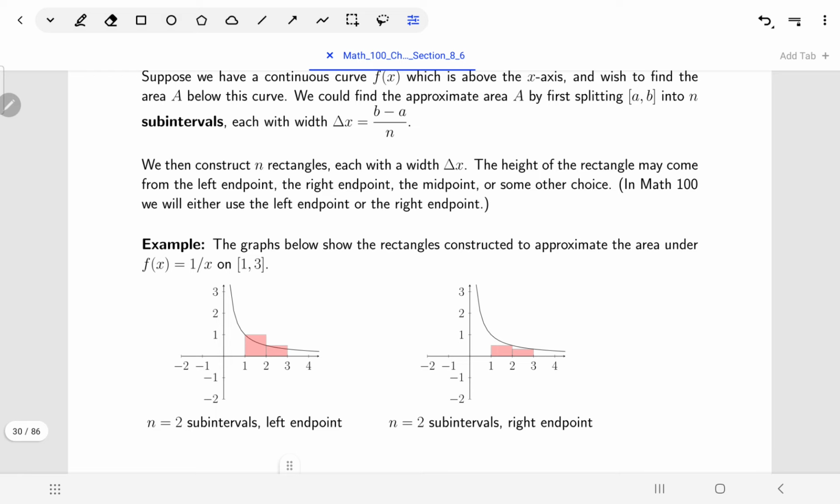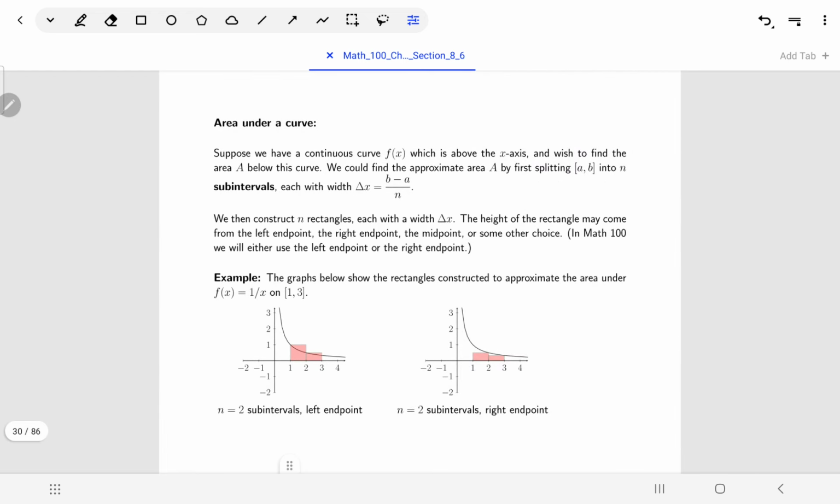And you can see that the choice of your endpoint does make an impact on whether the rectangle overestimates or underestimates. So when we're looking at this function 1 over x, if I'm using my left endpoints, it looks like all of my rectangles are a little bit bigger. We wind up with an overestimate. And if I choose my endpoints to be the right ones, then my rectangles are a little smaller than the curve. In other words, I get an underestimate. And there's lots of other options you could choose as well. You could choose the midpoint of the interval or any other place. For this course, though, for Math 100, we're always either going to ask you just to use left endpoints or right endpoints.